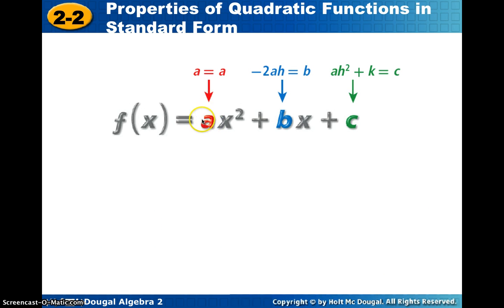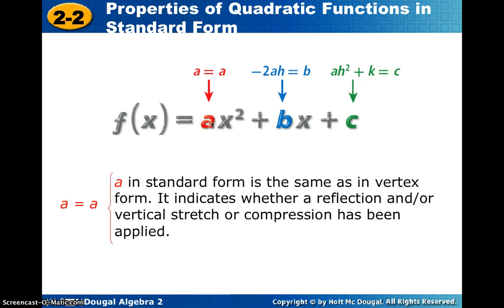The first is that with the a here. Now the a remains the same. The same a that we had in vertex form is the same a that we have in standard form. And that a tells you whether or not it's a reflection or whether or not it's a vertical stretch or compression, just like it did before.